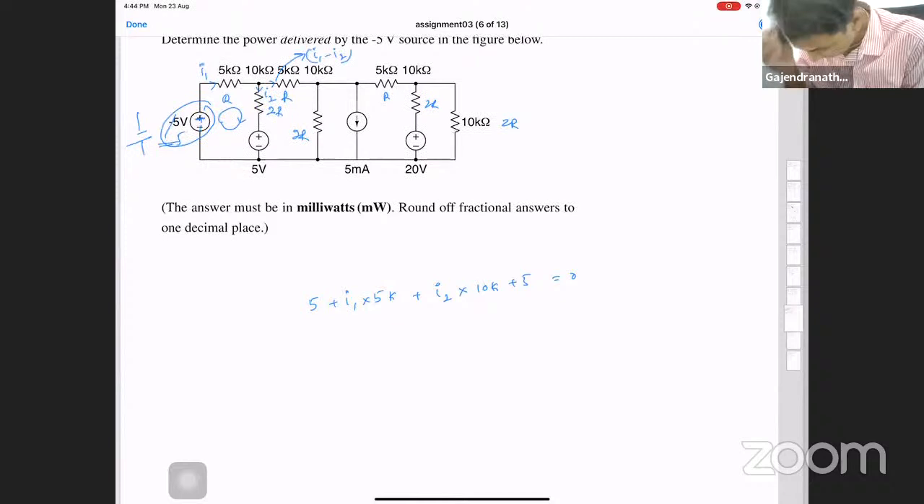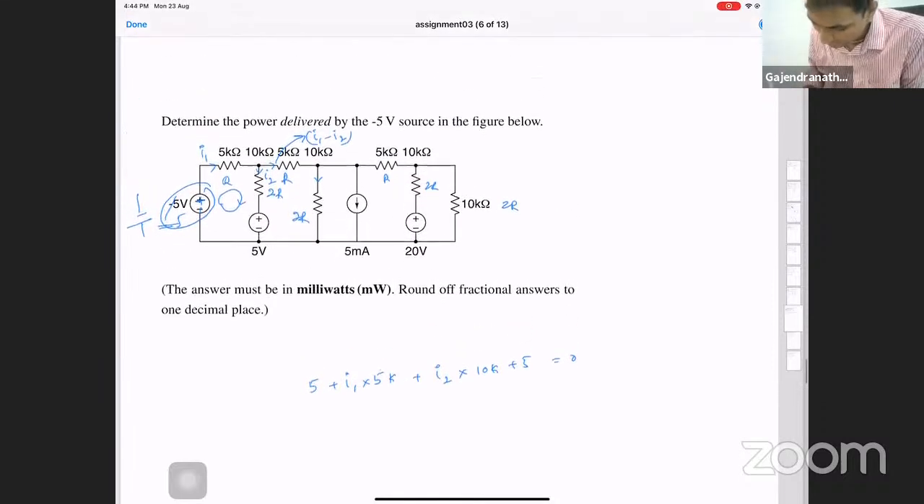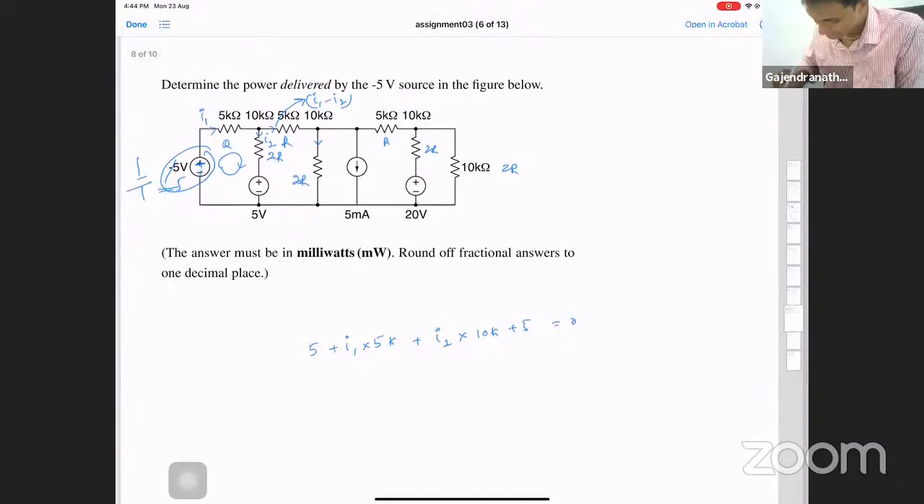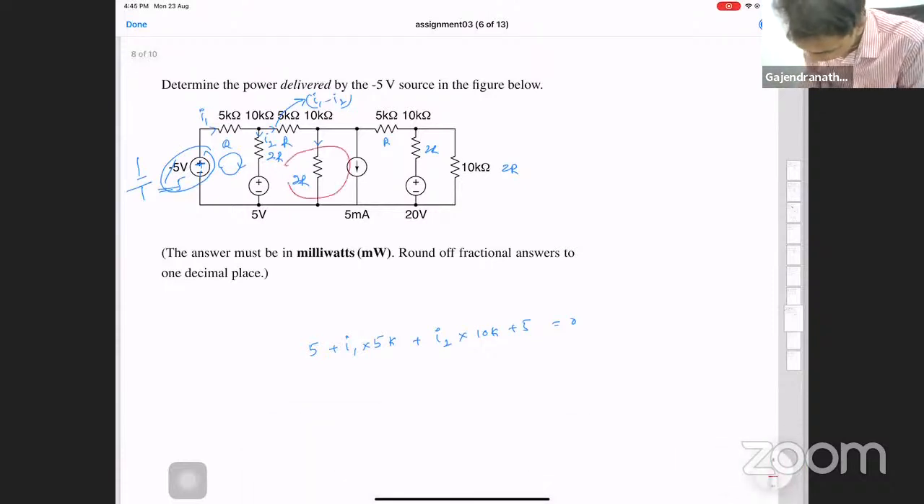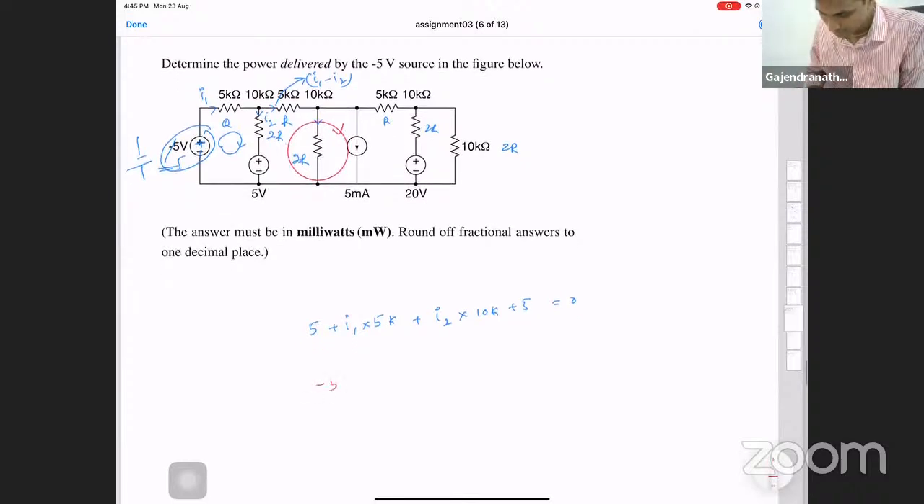Right? And if that is I1 minus I2, what would be the current here? So I want to write another loop here. I can make any loop around, right? So I'm going to write a KVL around this loop. So minus 5 plus I1 minus I2 times 5 kilo ohms.